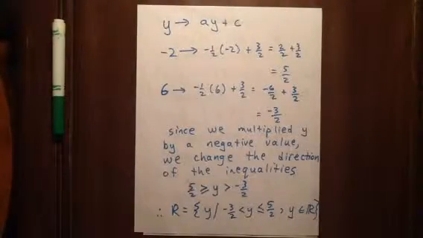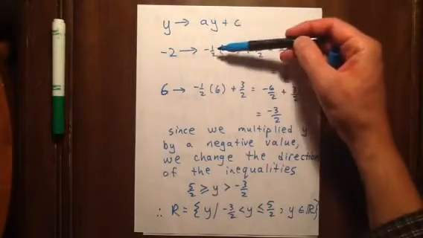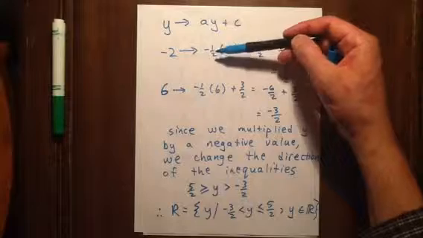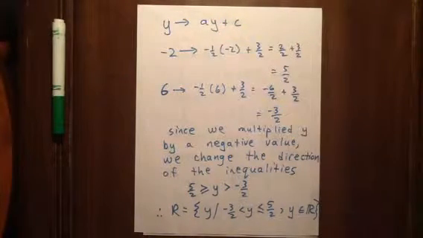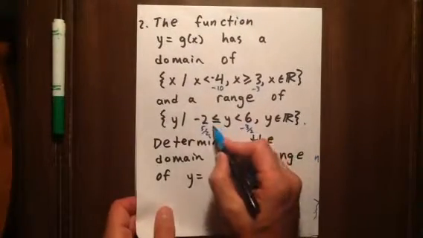But notice along the way we multiplied by a negative value. In other words, a was negative. a is negative a half. And since a is negative a half, we multiplied the y coordinate by a negative number. We have to change the direction of the inequalities.